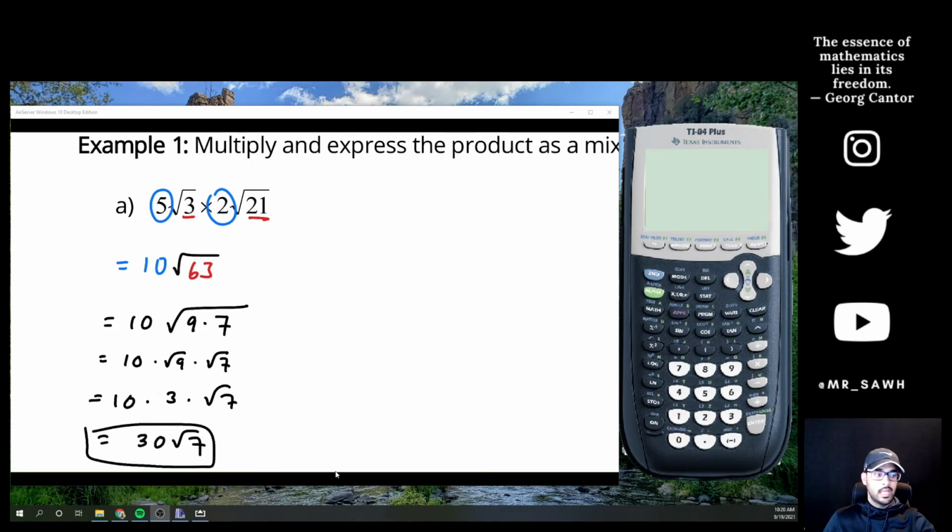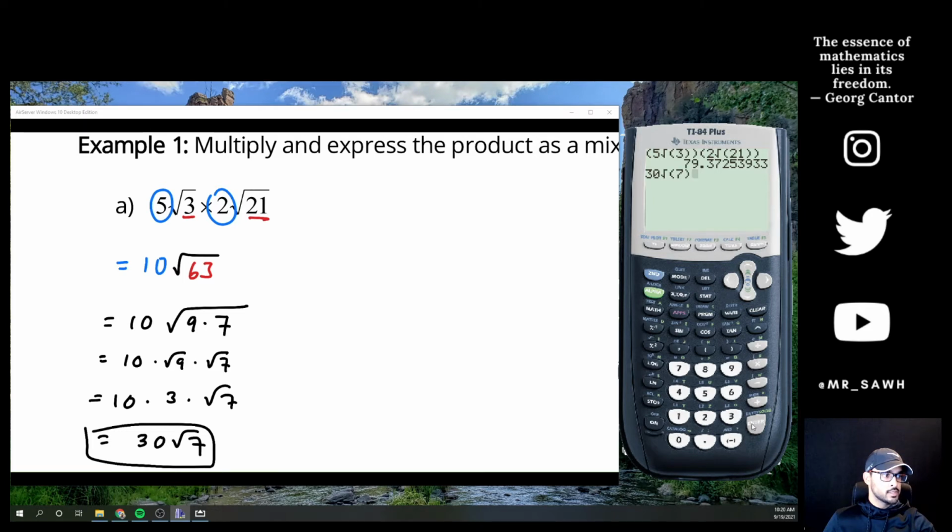Simplified perfectly. And radicals, again, is a nice unit because you can check it to make sure you're right. So I'll put in the original, 5 square root 3, multiplied by 2 root 21. There's the decimal I should get. So let's do 30 root 7.